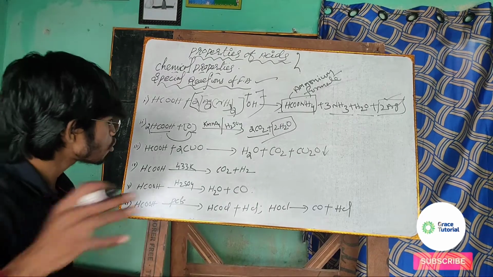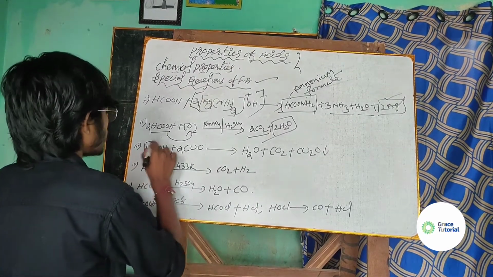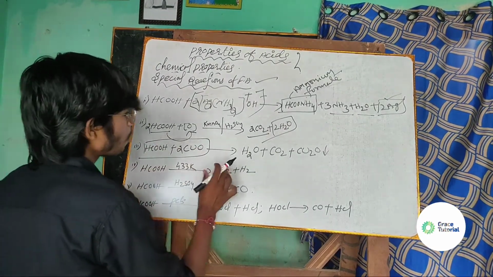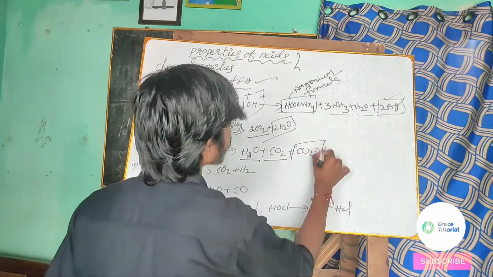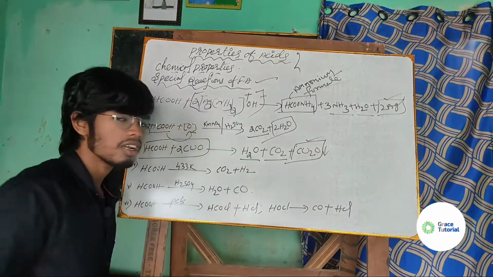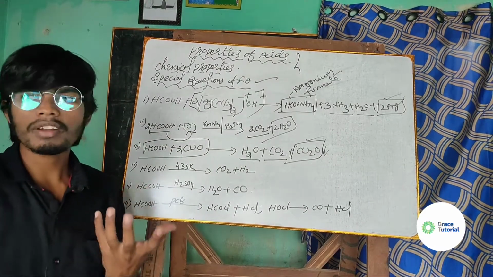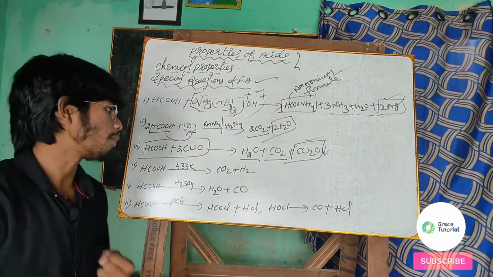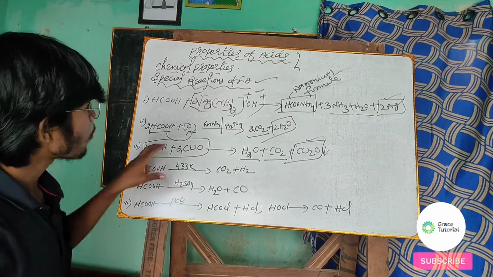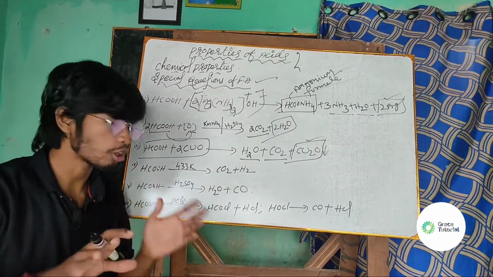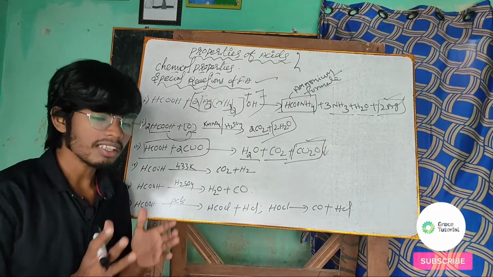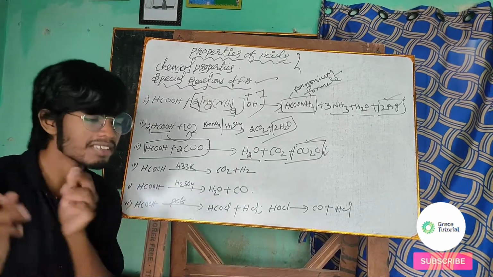Similarly, it can also reduce the Fehling solution. When formic acid reduces the Fehling solution, it gives water, carbon dioxide and cuprous oxide. This is also one of the most important things that we need to remember. That means formic acid not only reduces the Tollens reagent, but also reduces the Fehling solution. And what is Fehling solution? I had already explained that to you in the previous lecture.